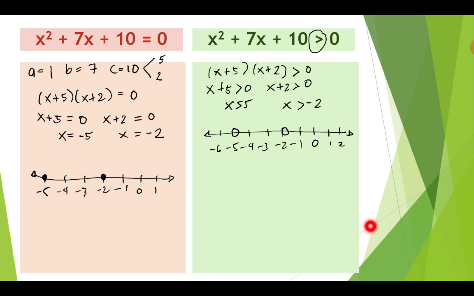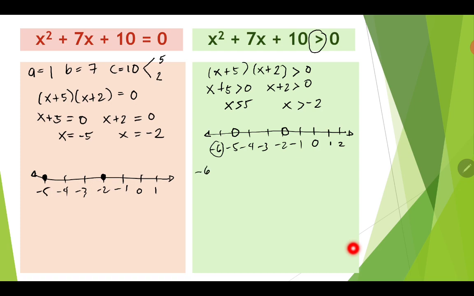Dito, unahin muna natin sa kaliwa. Tingnan natin kung pwedeng maging value ng x lahat ng number na nasa kaliwa. So, kukuha lang tayo ng isang number. Hindi natin iti-test lahat ng number sa kaliwa. Kahit anong number na gusto mo. Dito, kunin natin yung nasa kaliwa, negative 6. Let's use that.